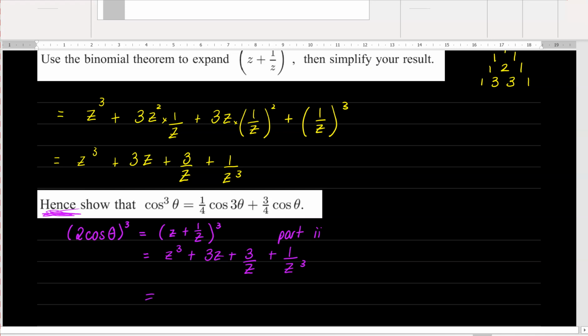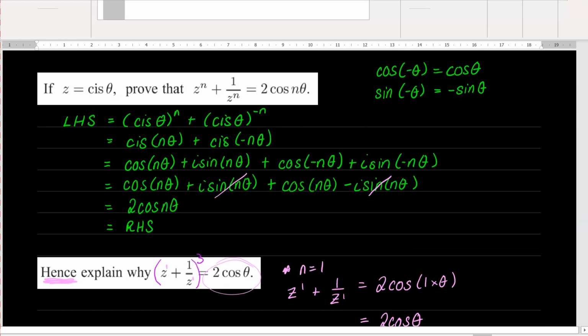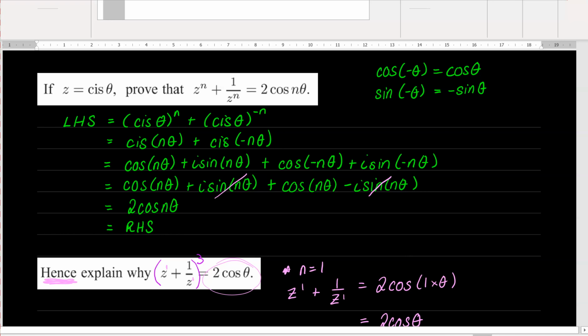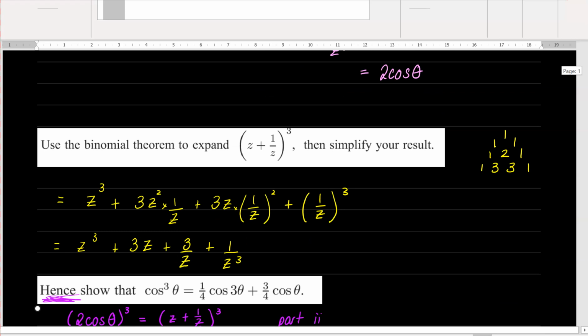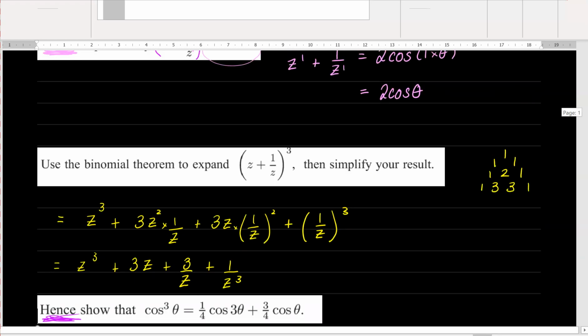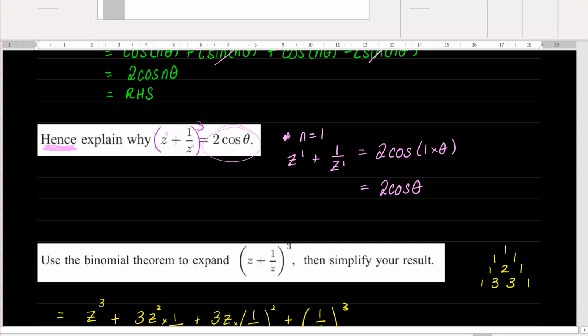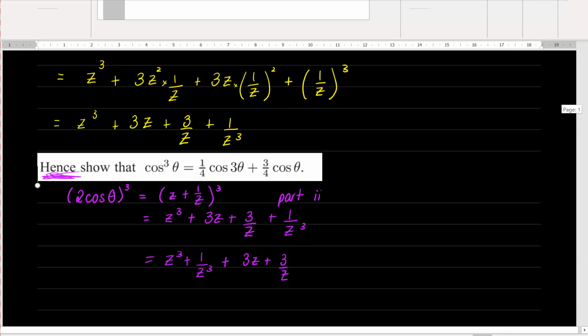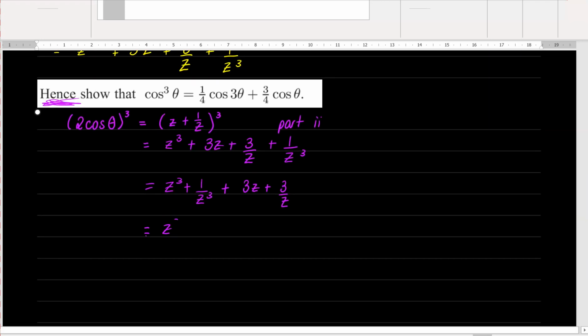But you're going, where are the cosines? Well, if I group my z cubed with my 1 over z cubed there, because if we're looking at our very first bit that we proved, z cubed plus 1 over z cubed would become 2 cos 3 theta. Then what I've got left is this plus 3z plus 3 over z, and that's not really helpful unless I pull out that 3. So now I have two little separate bits: z cubed plus 1 over z cubed, and 3 bracket z plus 1 over z.